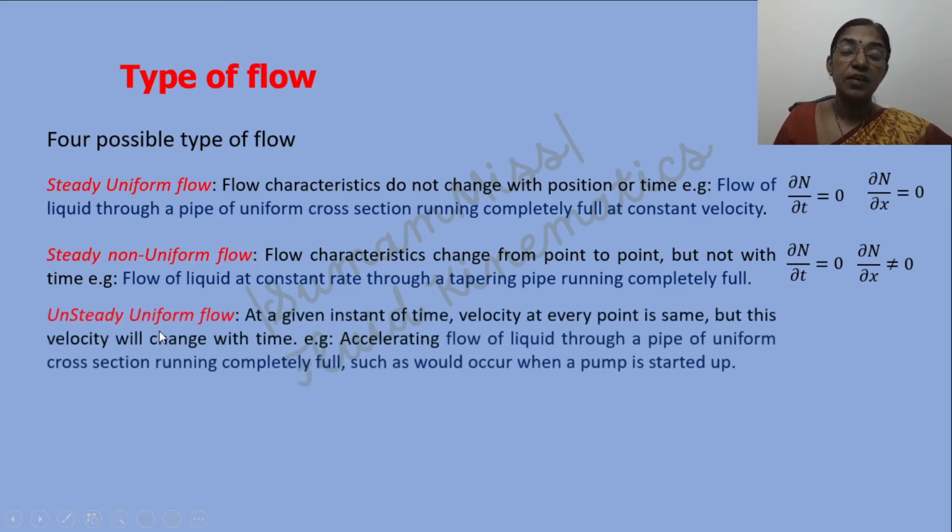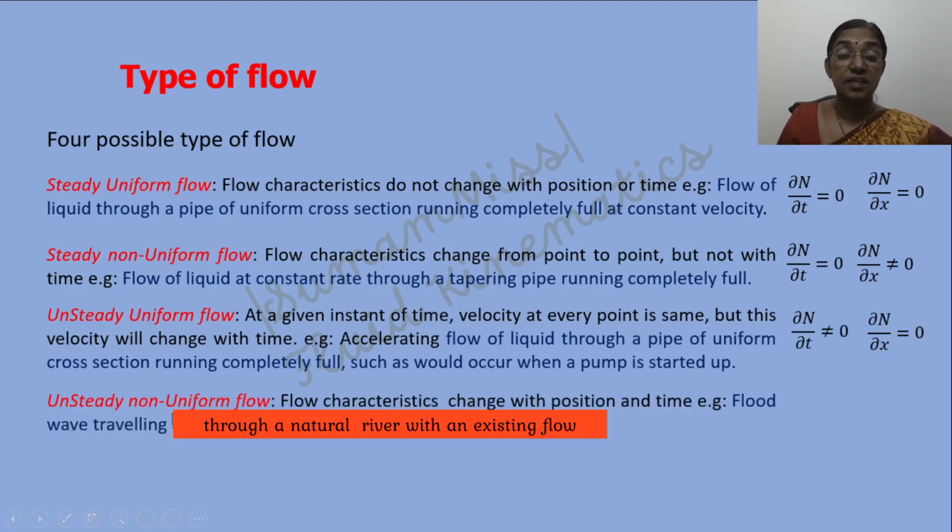The third case is unsteady uniform flow, that is, at a given instant of time, velocity at every point is same, but this velocity will change with time. The best example is accelerating flow of liquid through a pipe of uniform cross section running completely full, such as would occur when a pump is started up. So here ∂n/∂t is not equal to 0, whereas ∂n/∂x is equal to 0.